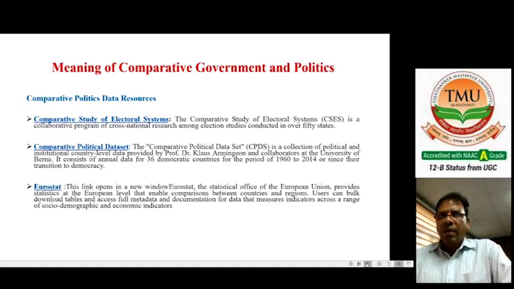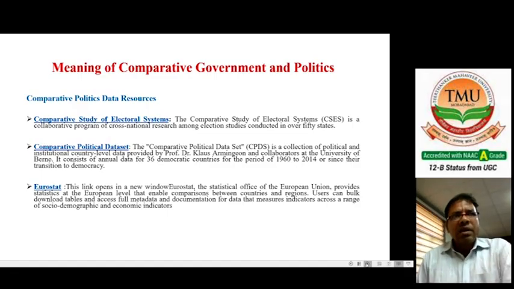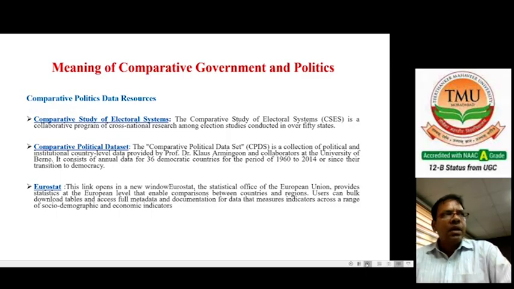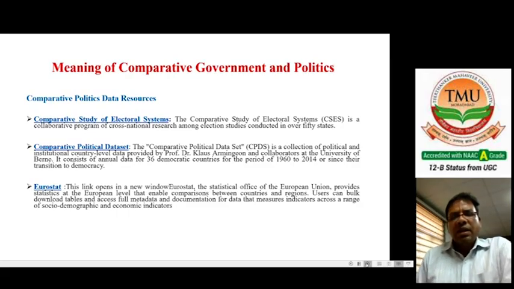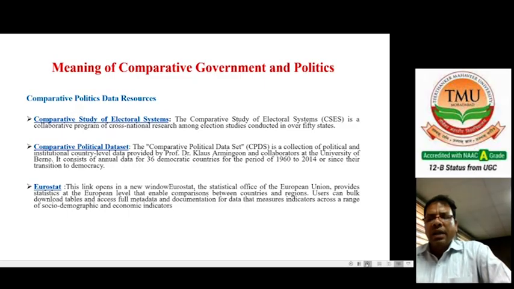Whenever any researchers, policy makers, or teachers want to do research in the field of electoral systems, they can collect the data from these institutions. These institutions are very significant in the study of comparative government and politics. Similarly, the Comparative Political Data Set is also a kind of association, the Comparative Political Data Set.